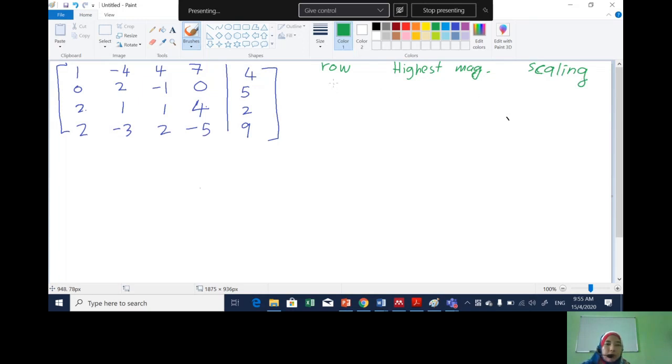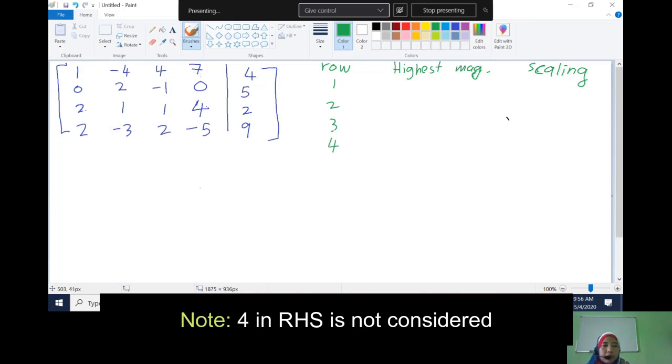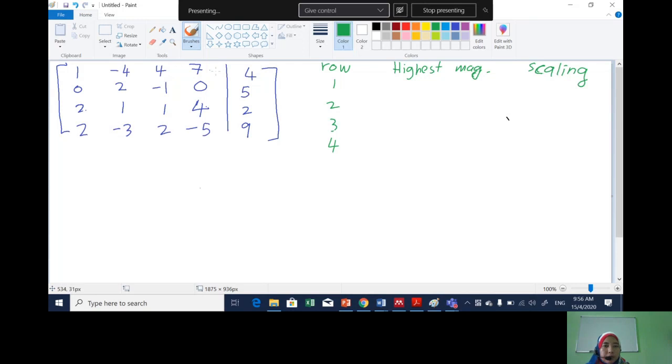For the rows, we have 1, 2, 3, 4, because our matrix is 4 by 4. Let's look at row 1. The magnitudes are 1, 4, 4, 7. So we see that 7 is the highest in the first row. Write the highest magnitude for row number 1.